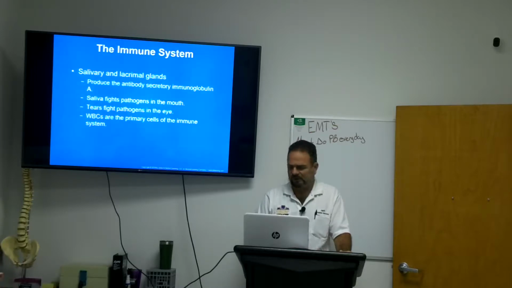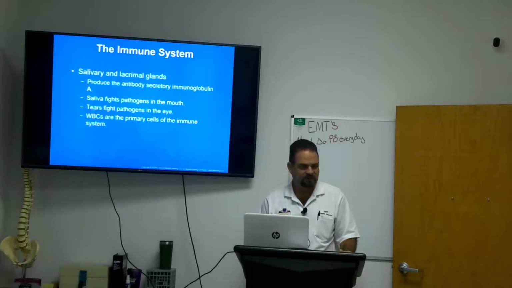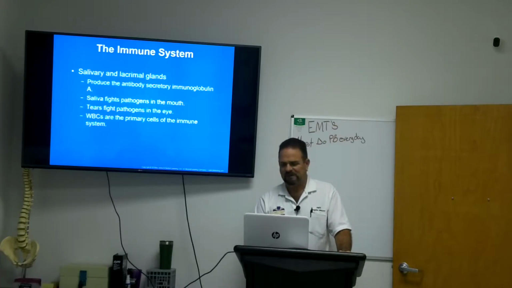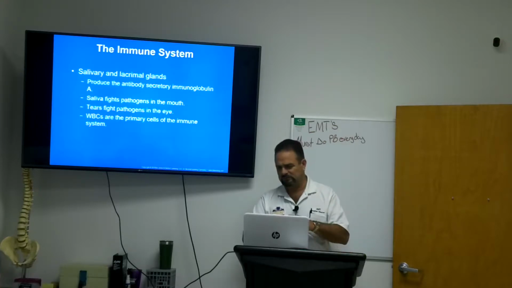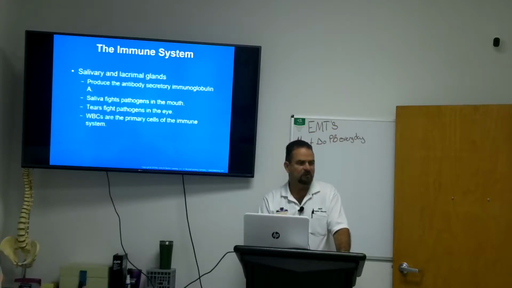Salivary and lacrimal glands produce an antibody secretion, immunoglobulin A, which bathes mucous membranes and protects them. Saliva fights the pathogens that enter the mouth. It also fights pathogens that enter the eyes through the formation of tears. Although these play an important role in immunity, the primary cells of the immune system are the white blood cells.